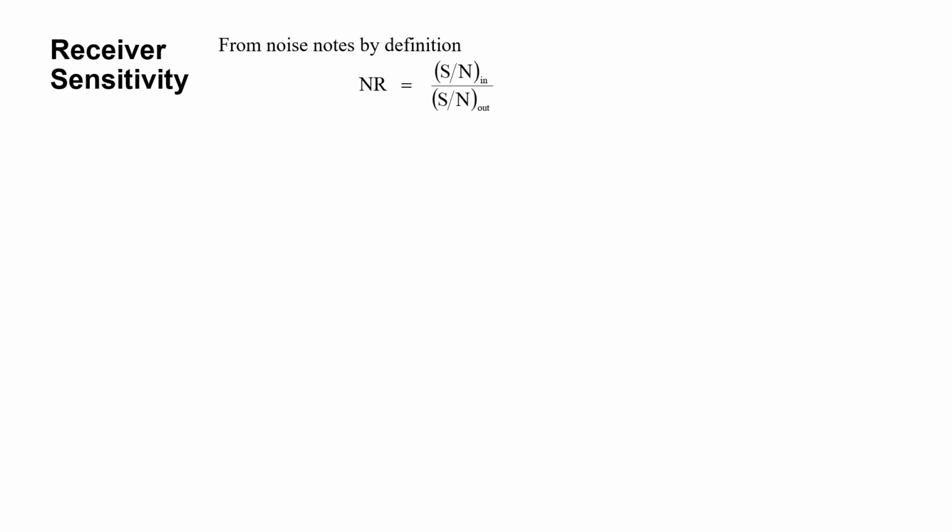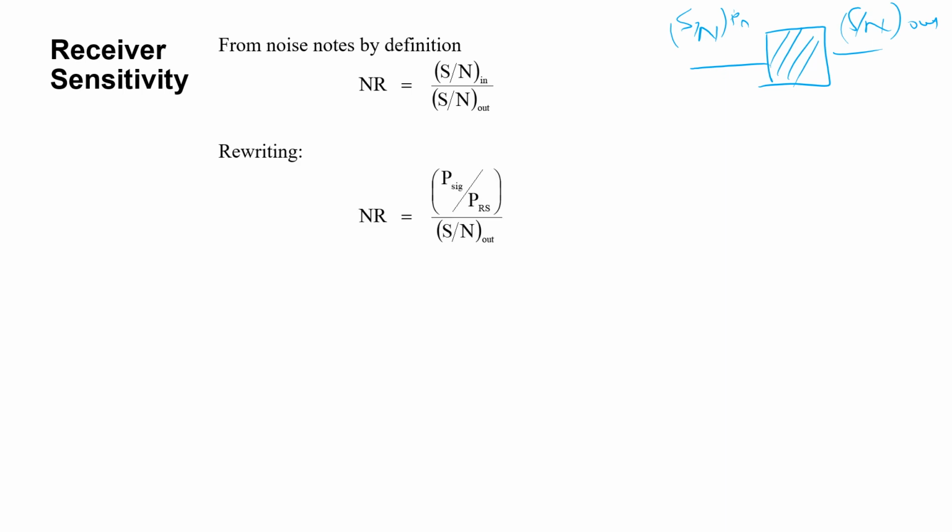So for receiver sensitivity, from the noise notes we have already seen that noise ratio is the signal to noise ratio at the input divided by the signal to noise ratio at the output. I will draw a simple receiver block here again. The signal to noise ratio at the input divided by the signal to noise ratio at the output is what we call noise ratio, and it is equivalent to noise figure in dB terms.